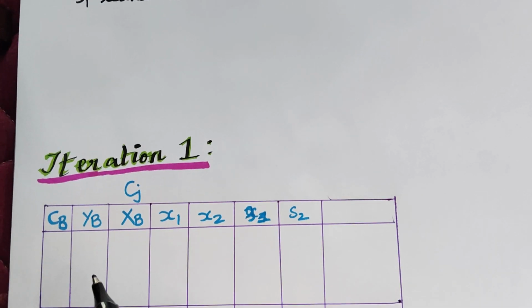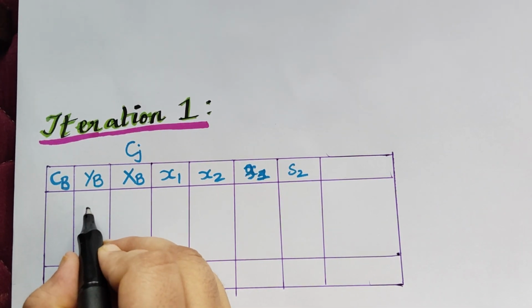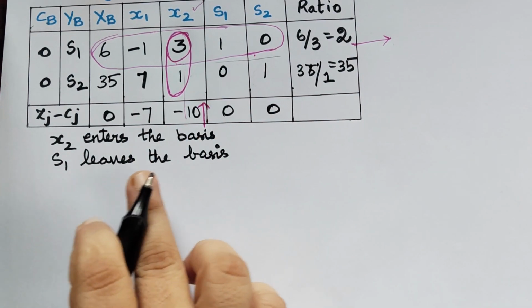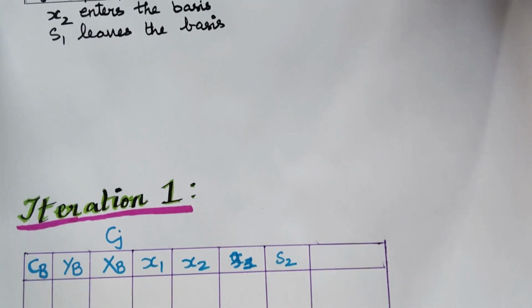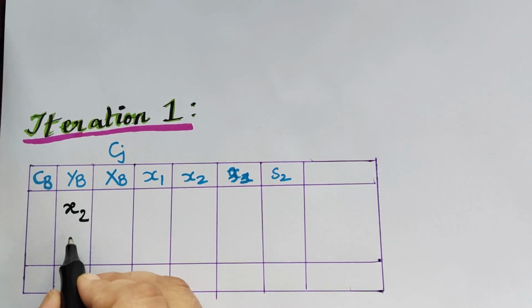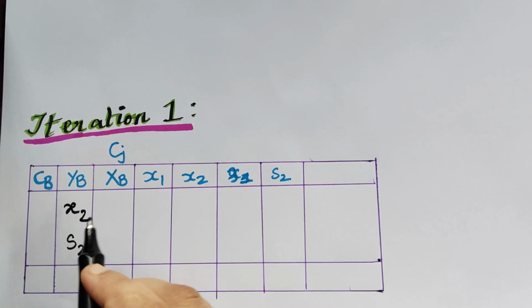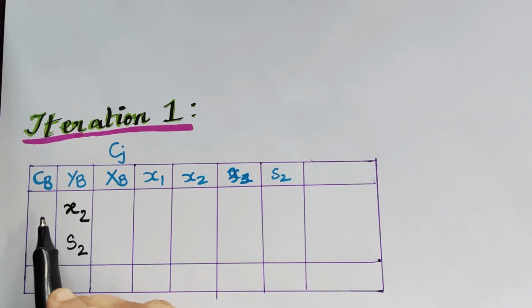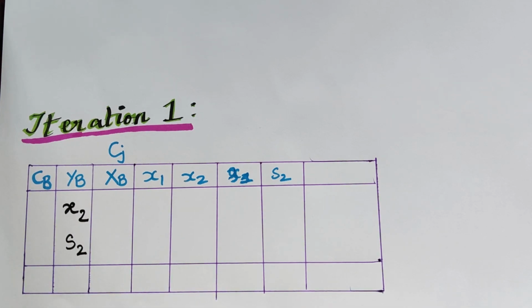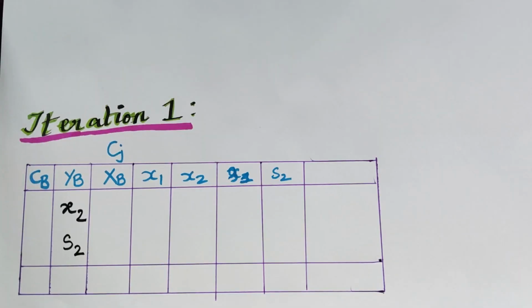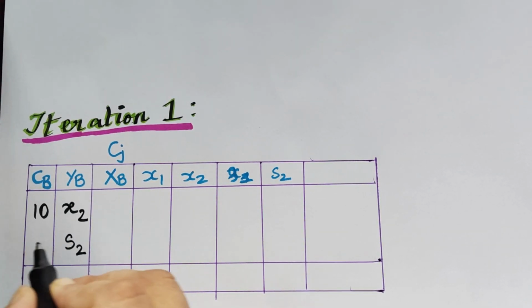So now the values of yb will be, since x2 is entering the basis and s1 is leaving the basis, at the place of s1 we have to replace it by x2. So this has to be replaced by x2. S2 will remain as it is already. And after replacing, the corresponding cost from the objective function we have to take and write. So the cost of x2 in the objective function is 10. So that we have to take and write here. And the cost of s2 is 0 only.